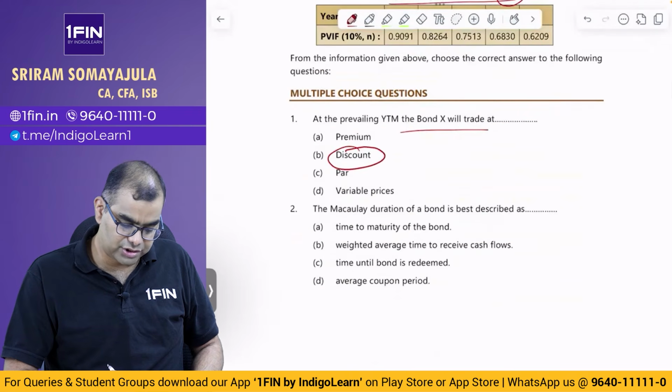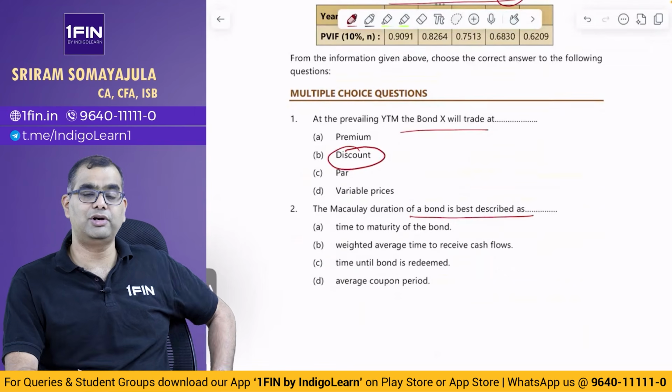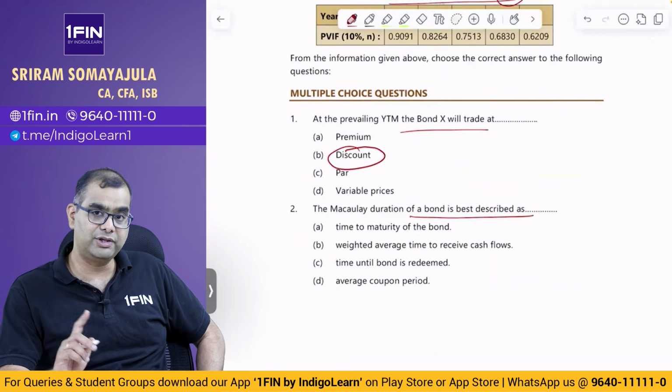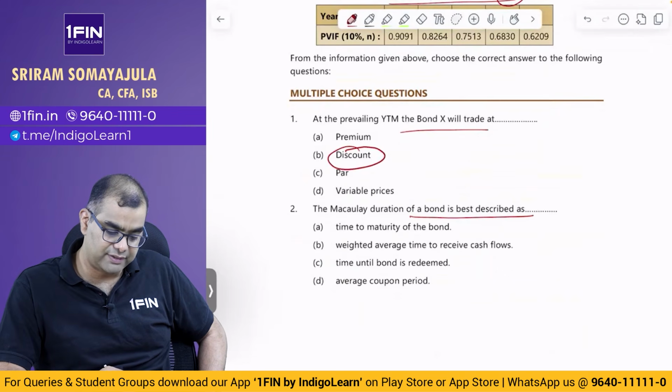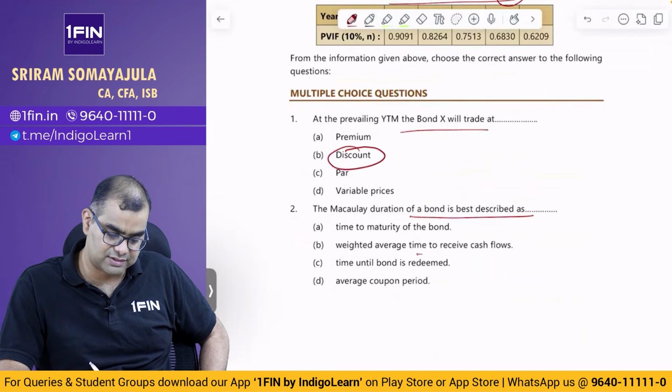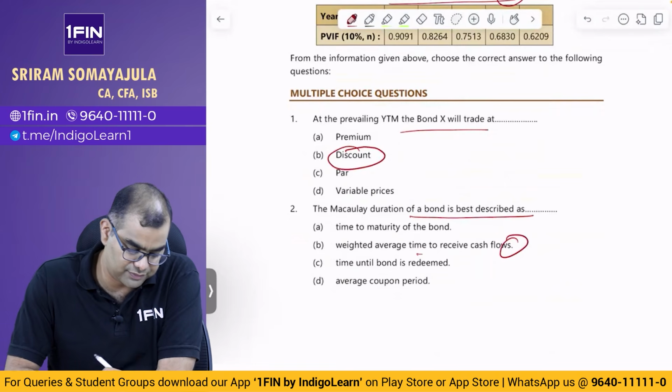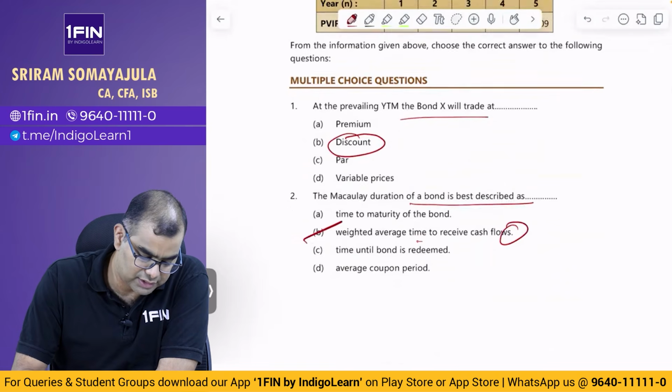Then, Macaulay duration of the bond. What is Macaulay duration of the bond? Modified duration is the sensitivity. Macaulay duration is the average time taken in present value terms to recover the full value of the bond. So it is the weighted average time to receive the cash flows. Yes, answer is B.